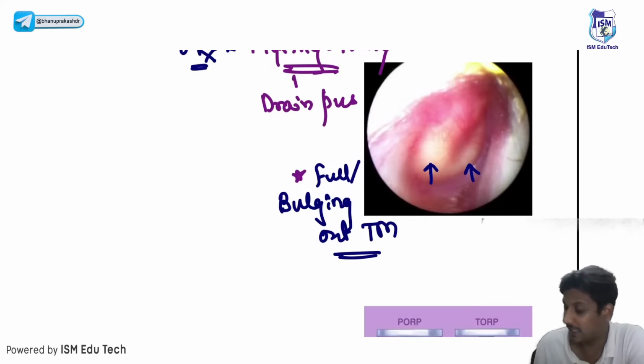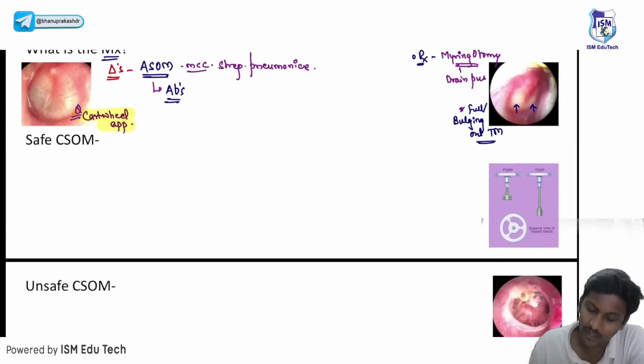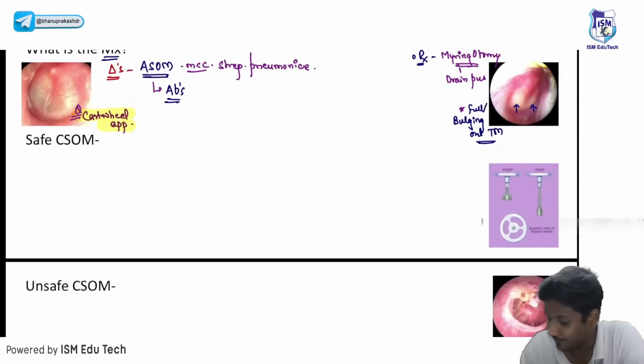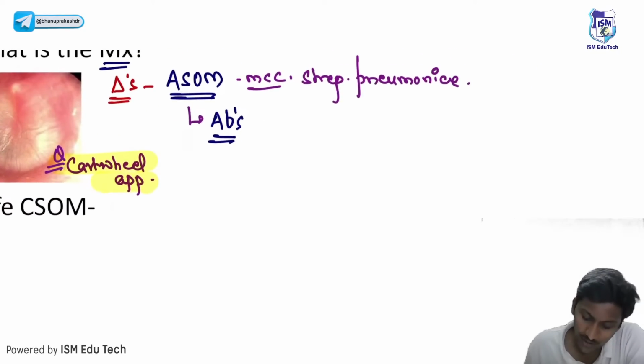That is the important thing, guys. Okay? So that's the basic difference between a cartwheel appearance and a full or bulging out tympanic membrane. Both are cases of ASOM, but the management is different in both of them. That's important. Okay? Next, if ASOM was not treated, what will happen?